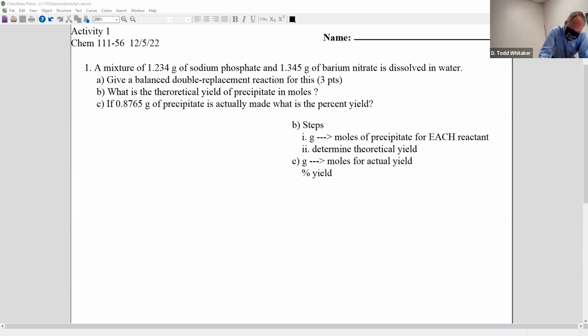Grams to moles of precipitate for each reactant. So 1.234 grams of sodium phosphate means you're going to need what for that, and eventually what for this? If you're going to do this step, go from grams to moles for the reactants. What do you need for this before you can start? Formula weights.